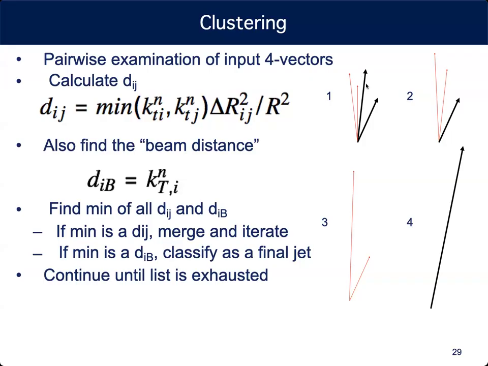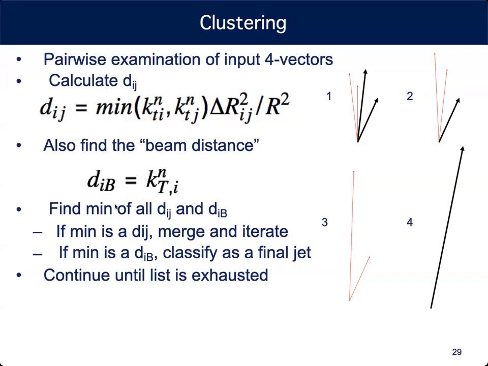Whenever you have some set of n particles, you consider them pairwise, and you look at 2 values. You create a metric, dij, which is the minimum of the KT of the individual particles i and j, raised to some power n, and then you multiply that by the angular separation between them squared, divided by some distance parameter R, also squared. And then you calculate something called the beam distance, diB, which is just the KT of each individual particle raised to that same nth power.